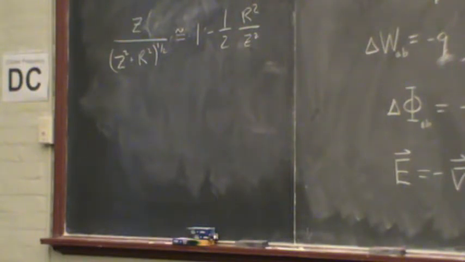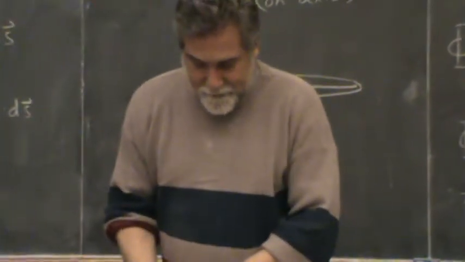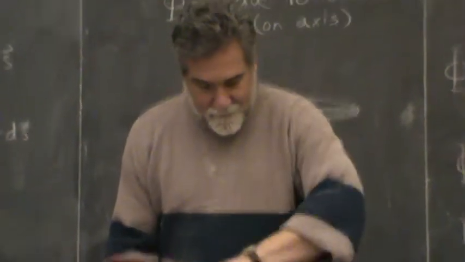Pi r squared times sigma is the total charge. And so I just get a 2 here. 2 q over z squared. Uh-oh. 1/2. Yeah. So q over z squared. Yes. All right? So that worked in the 2 limits, which means it must be right. You think? Okay.